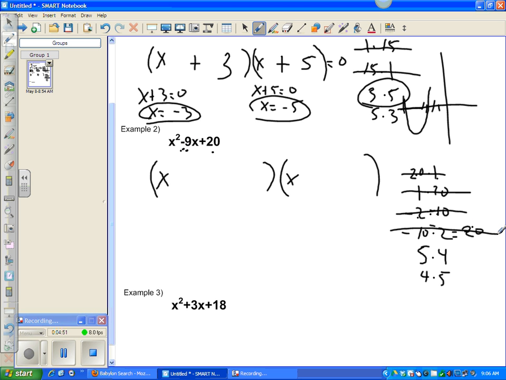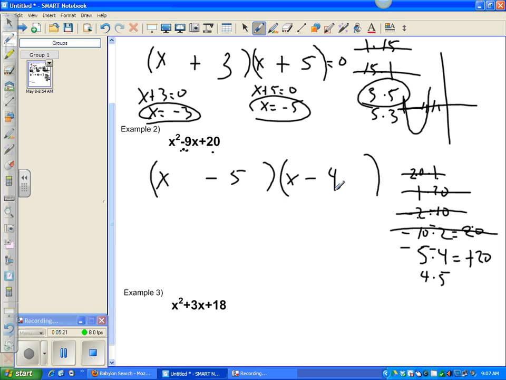Now, here it comes. Here comes the hard part. So these two are negative, right? So a negative 5 times a negative 4 is positive 20. What's a negative 5 plus a negative 4? It's negative 9. So there it is. Negative 5 and negative 4 are both my factored parts. So I factored this. I've done this.